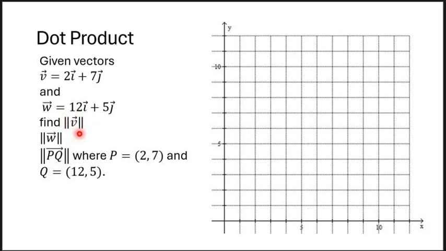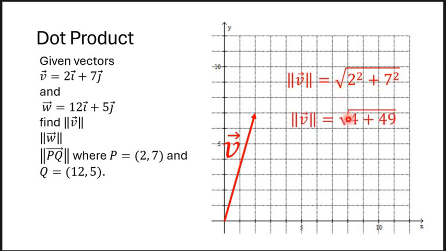First, we'll find the magnitude of vector v. So we'll draw a vector v, which has a horizontal component of 2 and a vertical component of 7. And we'll find the magnitude by taking the square root of the sum of the squares of those two numbers. So the magnitude of vector v is equal to the square root of 2 squared plus 7 squared, the squares of those two components. So that's the square root of 4 plus 49. And 4 plus 49 gives us 53. So the magnitude of vector v is the square root of 53.